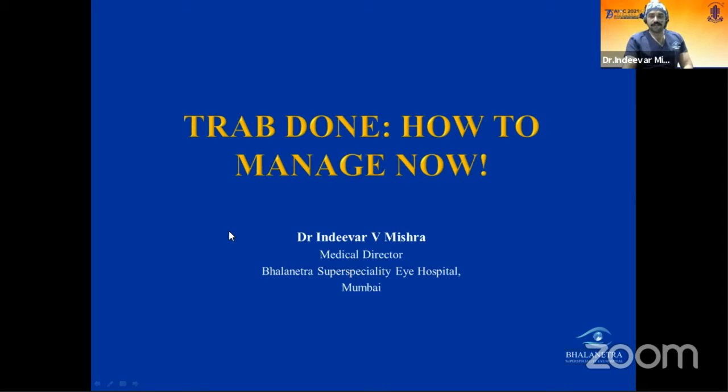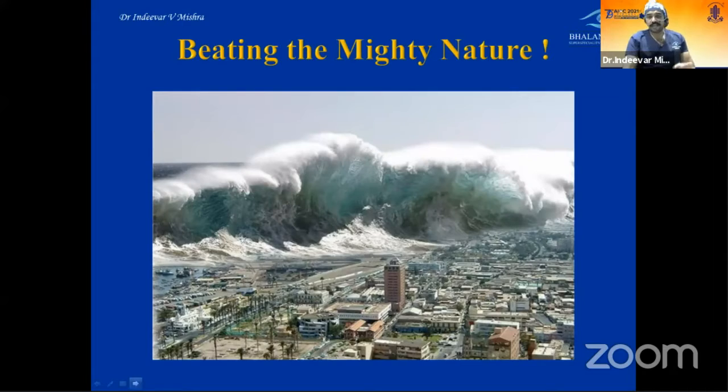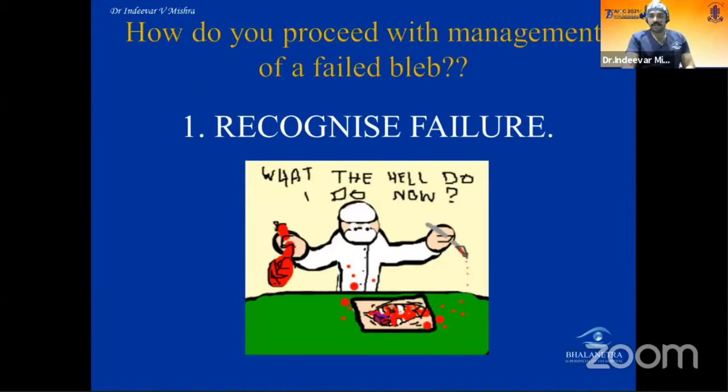See, what happens is we are trying to go against the mighty nature. We are trying to create holes where there are supposed to be none. So expect the body to react. It is going to try and close the sclerostomy. So how do you proceed with the management of a failed bleb?